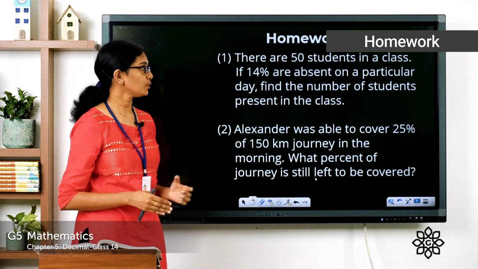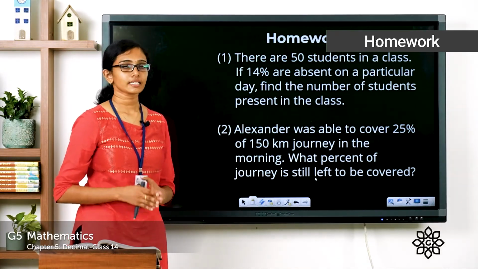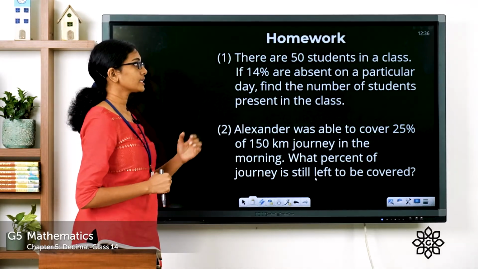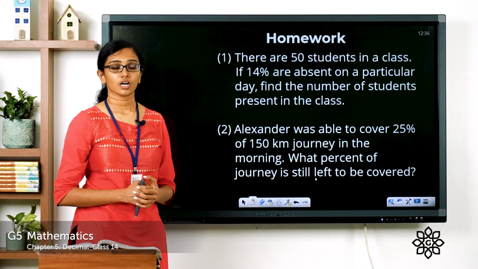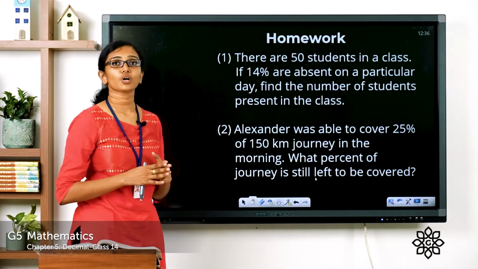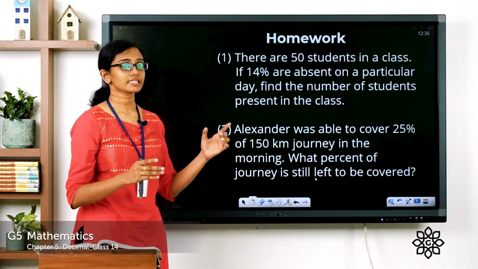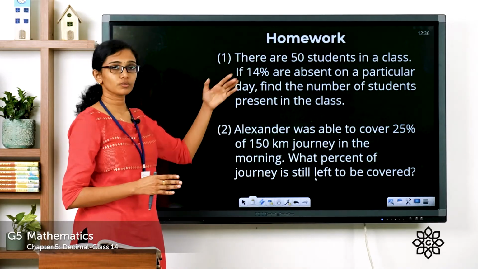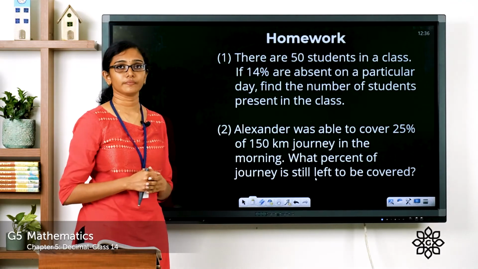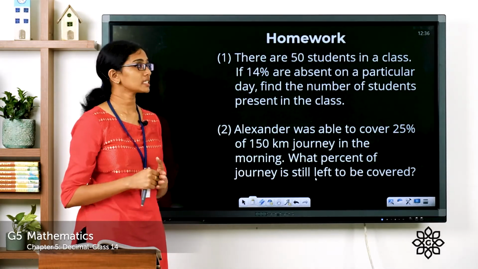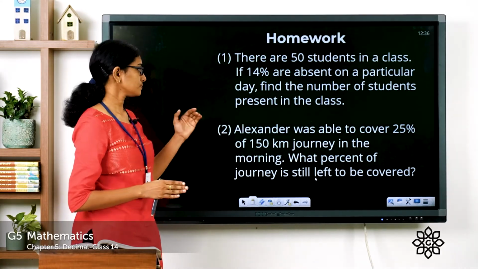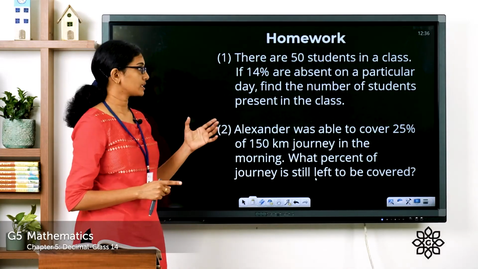Let me read out the question to you. There are 50 students in a class. If 14% are absent on a particular day, find the number of students present in the class. How can you do this? You are given the total number of students in the class and the percentage of students absent on a particular day is given in the question. So from these two data, you can easily find out the number of students absent in the class on that particular day. So if you know the number of absentees, you can easily find out the number of students who were present in the class on that day. Clear? Do remember to write proper steps from the data in the question.